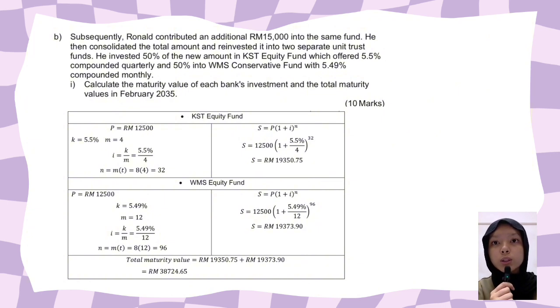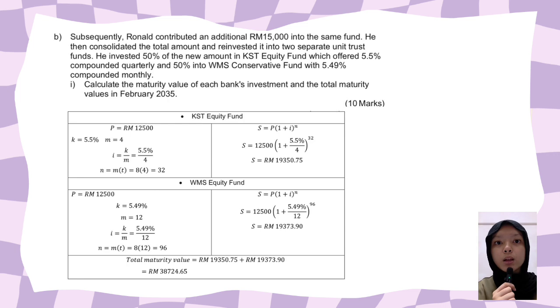We use the same formula for these two bank investments, which is S equals P bracket 1 plus I close bracket power N, where I is K over M, and N is power MT. S equals 12,500 bracket 1 plus 5.5% over 4 close bracket power 32, which is 8 multiply 4 gives 32. So the final answer is RM 90,350.75.